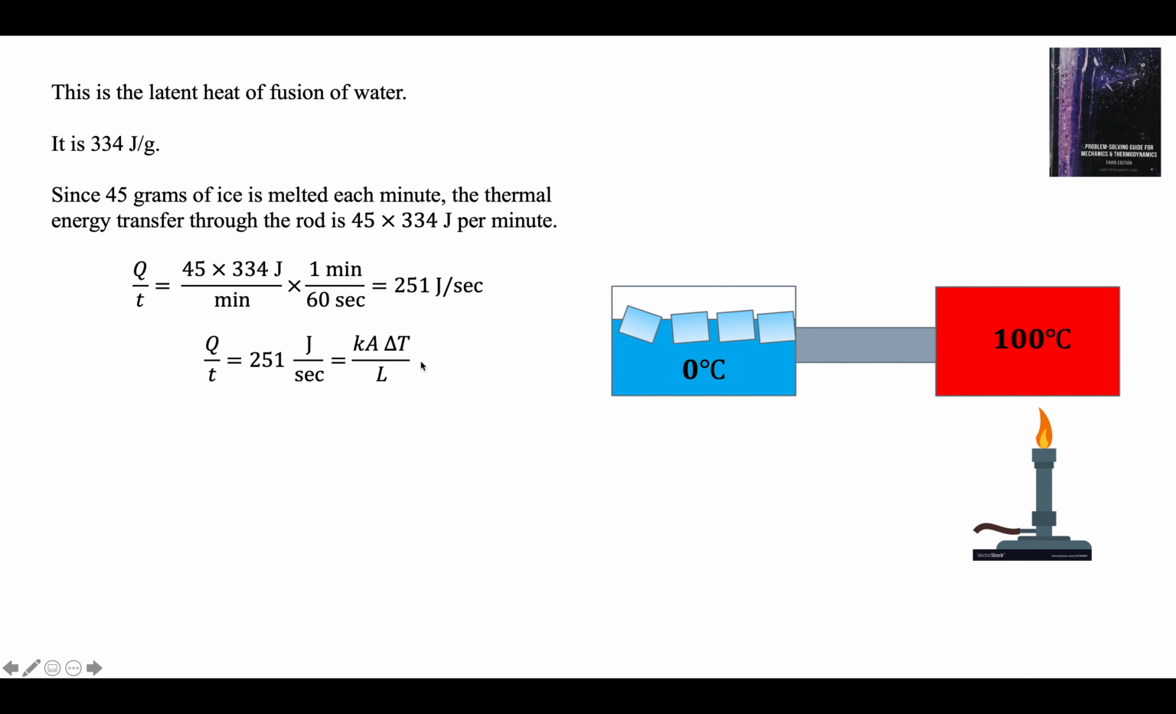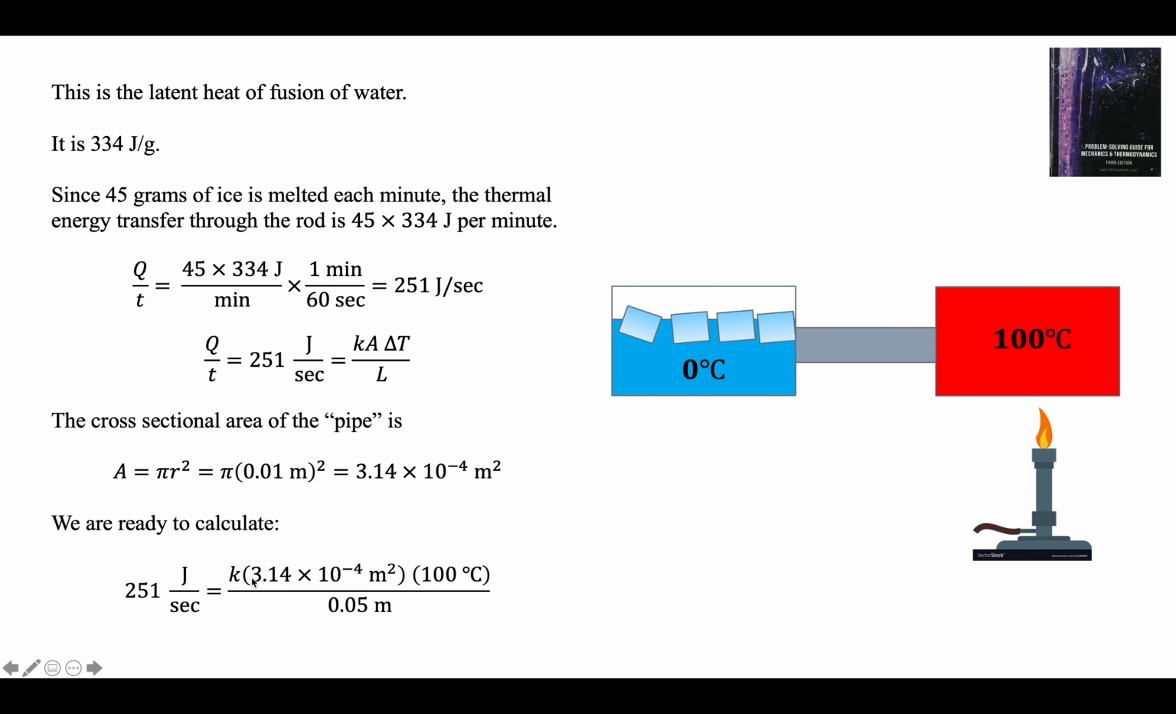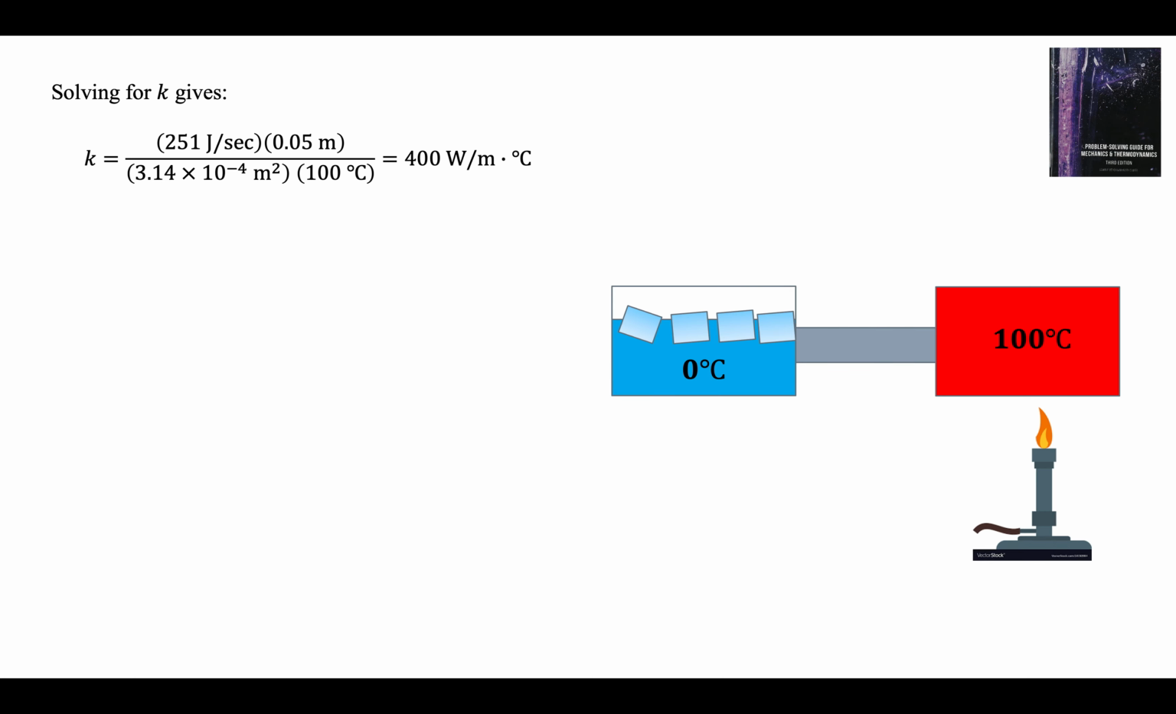We have to calculate A. The diameter is 2 centimeters, the radius is 1 centimeter, the area is pi r squared, the cross-sectional area, and we plug in and we get 3.14 times 10 to the minus 4th square meters, and now we're ready to go. We have to calculate K. We have one equation, one unknown. There's the area. The temperature difference between the ends of the rod is 100 degrees Celsius. That's what's driving the thermal energy. And there's the length in units of meters, 5 centimeters, 0.05 meters. And we can calculate K. 400 watts per meter per degree Celsius. So looks like copper. Copper is 400. Let's make it copper. Okay, there we go.